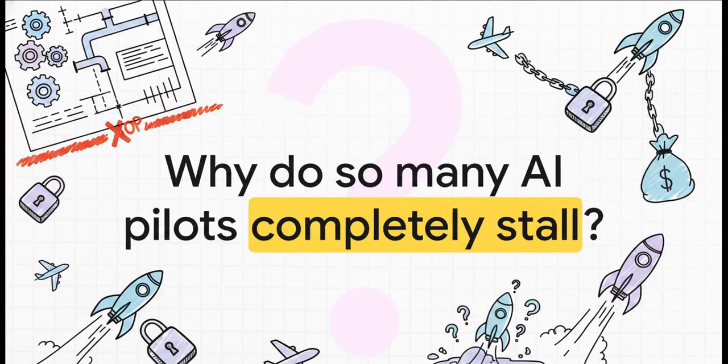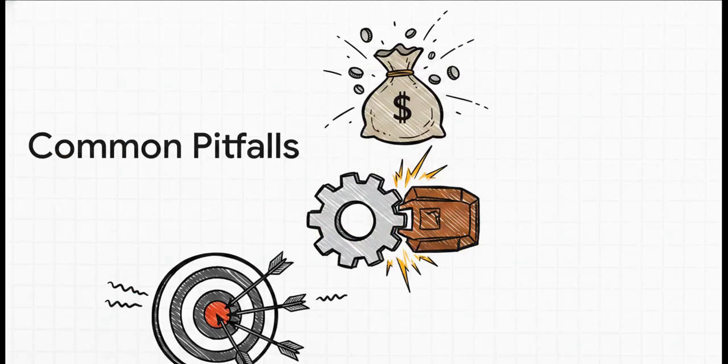But wait, even with this clear blueprint laid out, we really have to pause and ask a hard question. If we all know the steps, why do so many highly funded, super well-intentioned AI pilots still completely stall out before they ever reach production? Well, the research points out a few massive pitfalls. First up is uncontrolled costs. Building the model is just a tiny fraction of the cost. The real expense hits with change management and continuous optimization.